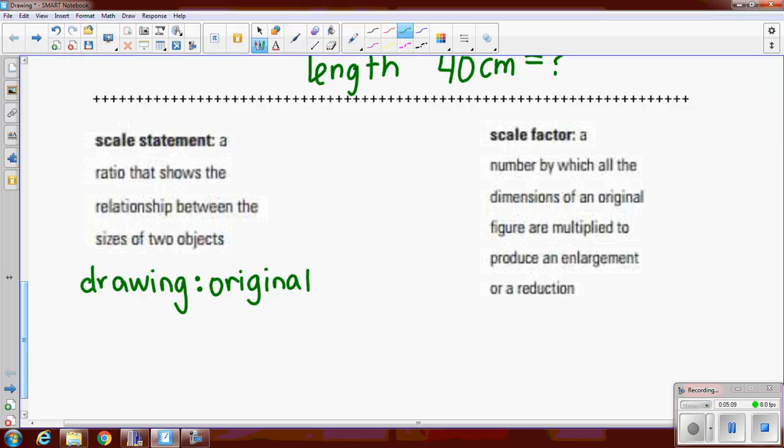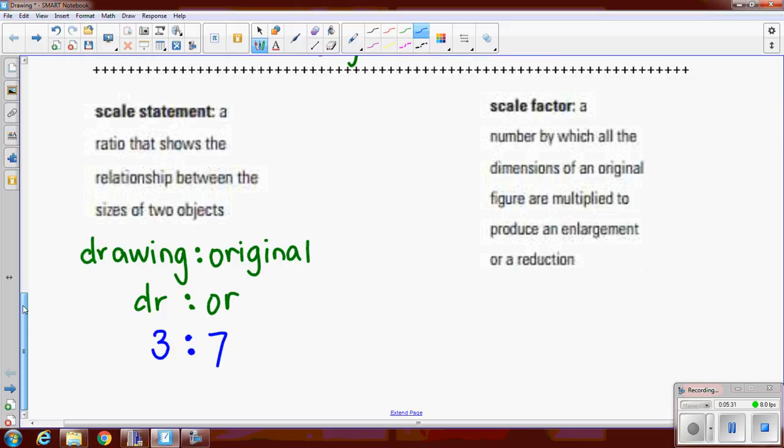And you'll hear how I refer to it with a lot of my students, drawing to original, and I say, well, it's Dr. Orr. So if you can remember Dr. Orr, it's always drawing to original. So I can give you a scenario here where I say, well, 3 centimeters on the drawing is 7 centimeters in the original.